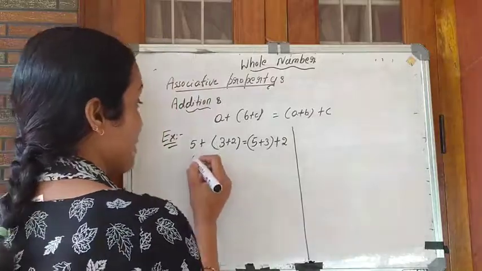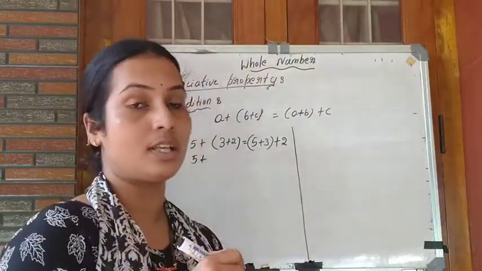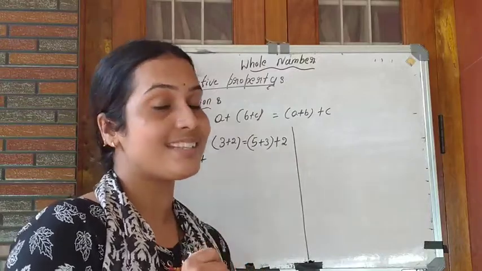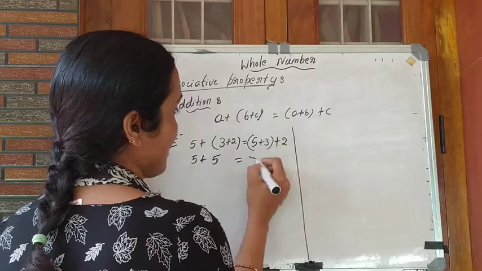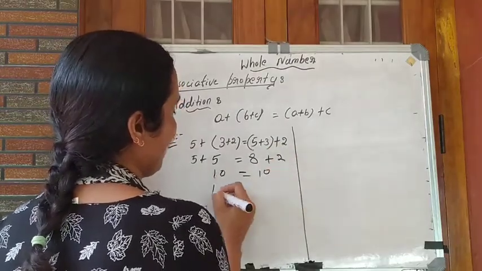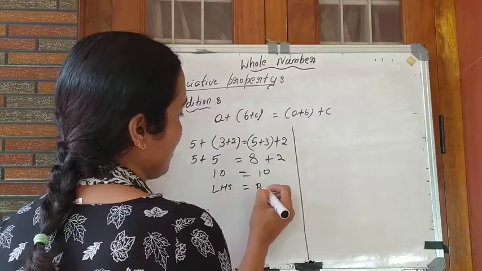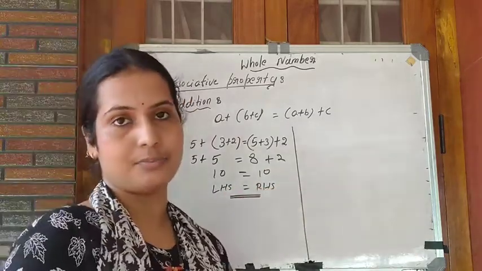Now to simplify, according to BODMAS, we have to simplify inside the bracket first. So 3 + 2 is 5, then 5 + 5 is 10. On the other side, 5 + 3 is 8, plus 2 is 10. So 10 is equal to 10, LHS is equal to RHS.